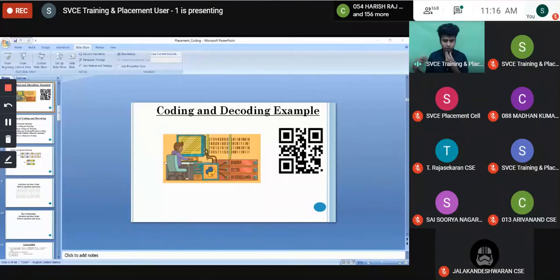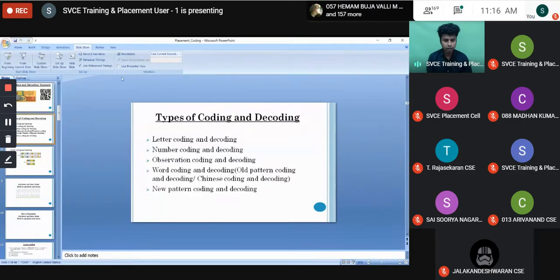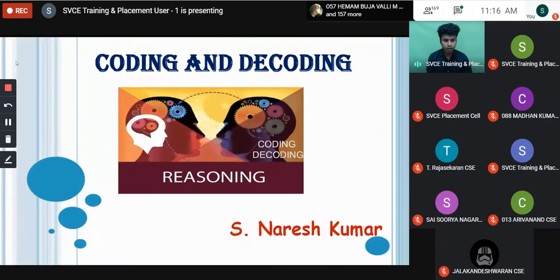The logic, can decode it. Okay, so now we'll go for some practice, where you can understand better. First of all, you should understand how many types of coding and decoding we have.